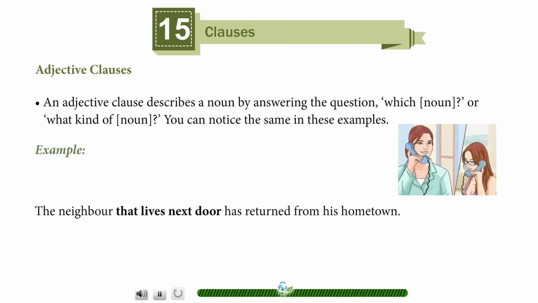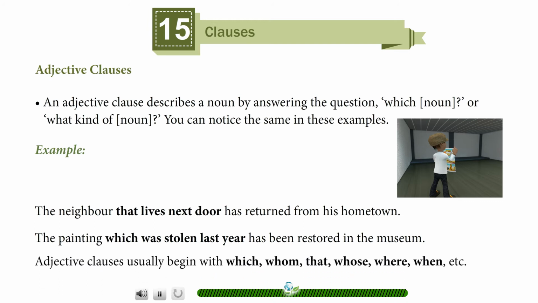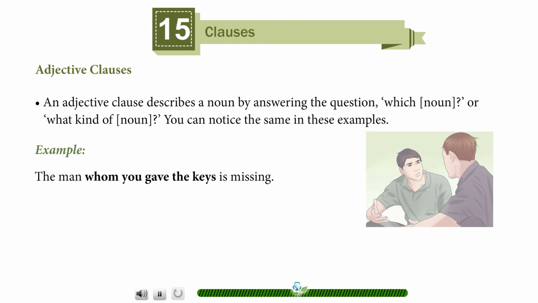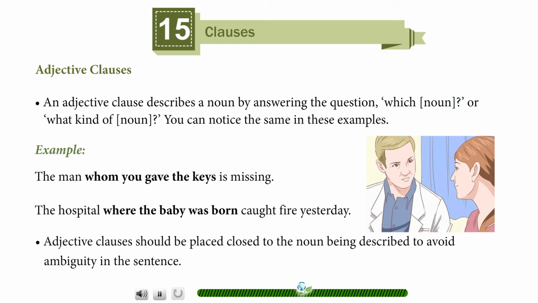Example, the neighbor that lives next door has returned from his hometown. The painting which was stolen last year has been restored in the museum. Adjective clauses usually begin with which, whom, that, whose, where, when, etc. Example, the man whom you gave the keys is missing. The hospital where the baby was born caught fire yesterday. Adjective clauses should be placed close to the noun being described to avoid ambiguity in the sentence.